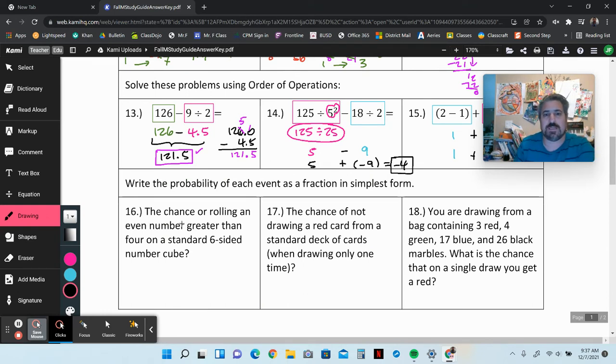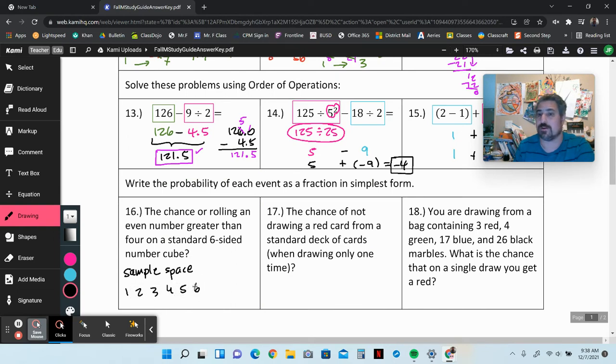And so in this particular case, I think these are mostly theoretical probability problems. So it says the chance of rolling, that should say the chance of rolling, but it says the chance or rolling. That's just a typo. So the chance of rolling an even number greater than 4 on a standard 6-sided dice. So the first thing you want to do is list out the sample space. So the sample space is just the collection of all possible outcomes. So in this case, the sample space is going to be 1, 2, 3, 4, 5, or 6, right?